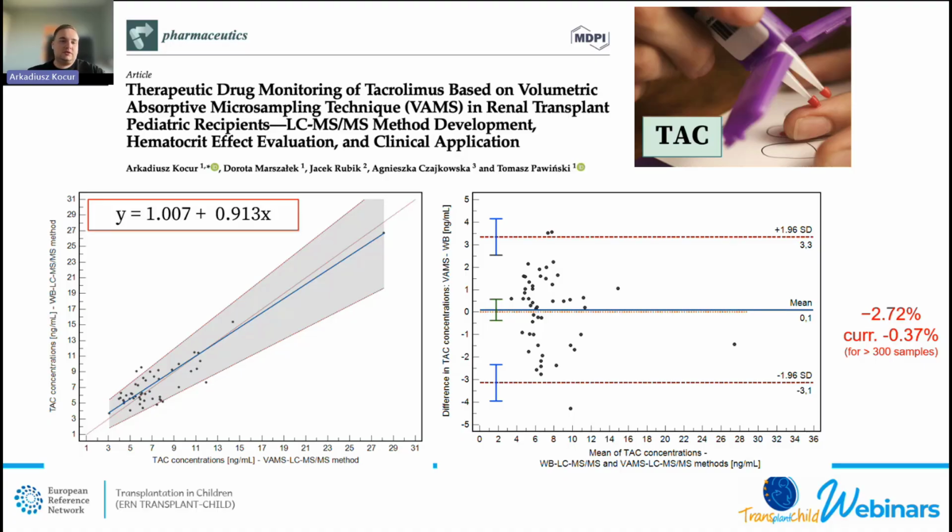In case of tacrolimus, it was our first application. The equality was very, very good, measured using Passing-Bablok regression, and the mean bias was around minus 2.7%, because currently more than 300 samples were compared. In case of tacrolimus, whole blood and capillary blood, the bias is lower because more samples have been included in the analysis.